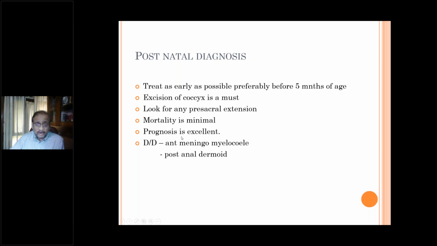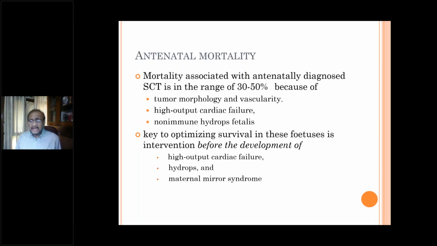Mortality is minimal, prognosis excellent, and the differential diagnosis is important. The anterior meningocele and the post-anal dermoid are the 2 important differential diagnoses. Antenatal diagnosis has now become the norm, and the antenatal mortality is in the range of 30 to 50%. And why? Because of tumor morphology, high-output cardiac failure, and non-immune hydrops fetalis. Right?